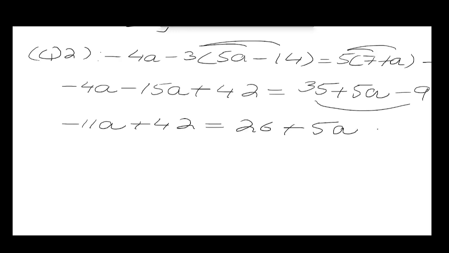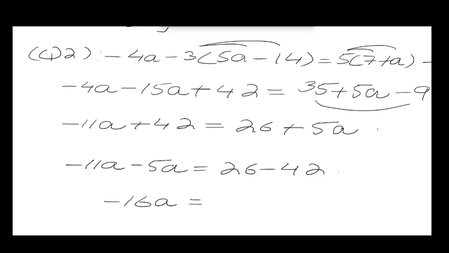So now this 5 will be gone to the left and the 42 will be gone to the right. So their signs will change. If there is positive, then it will turn into negative. So we can write negative 11a minus 5a, and that is equal to 26 subtracted from 42. After that, here negative 11a will be subtracted with 5a. So both will be added, but the sign will be minus. And then we can write 26 minus 42, which is 16.